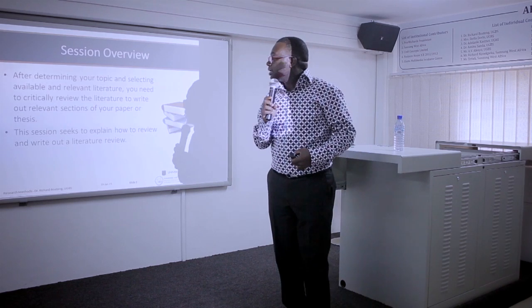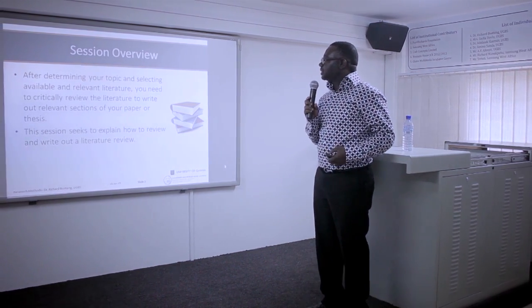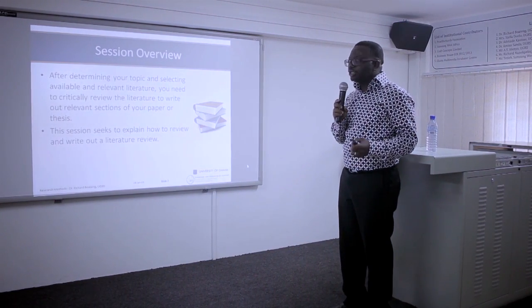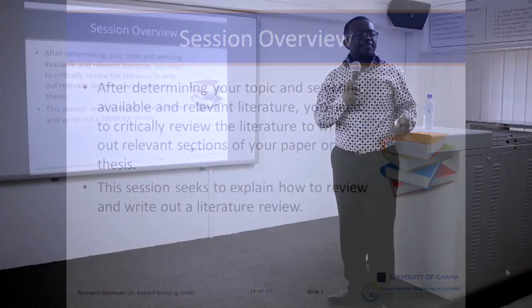So you're going to learn that after you have determined your topic and selected your available and relevant literature, you need to critically review the literature to write out relevant sections of your paper or your thesis. This session seeks to explain how to write and review your literature. So how do you review it? How do you write it out? This is what we are going to discuss in this particular session.